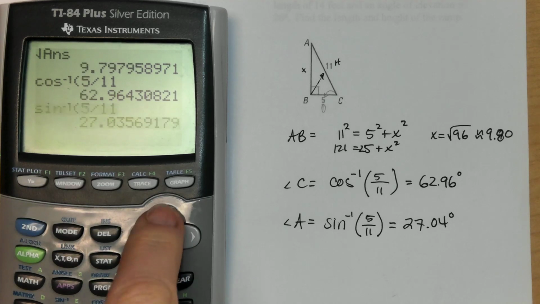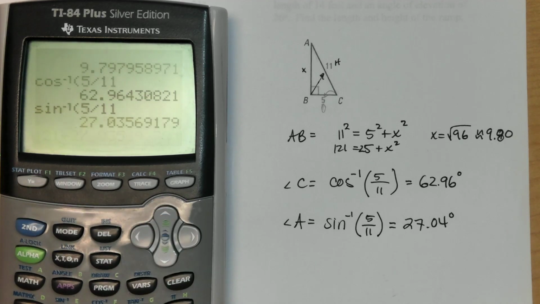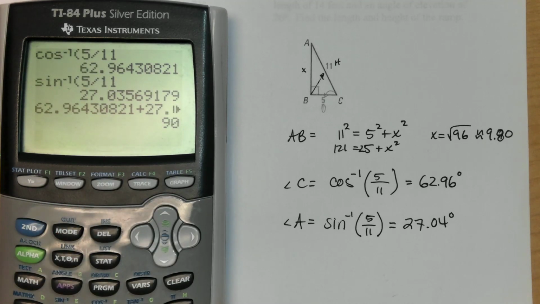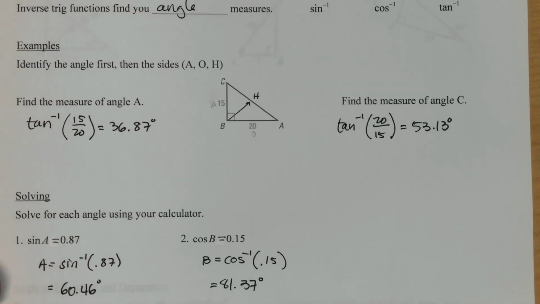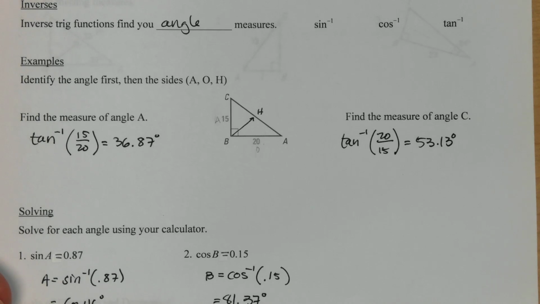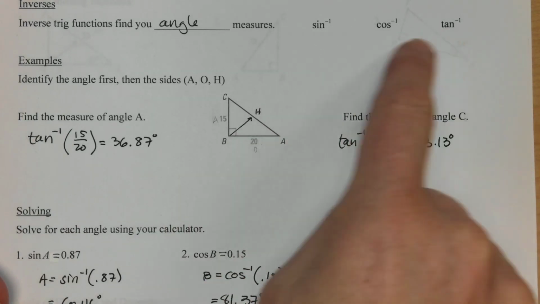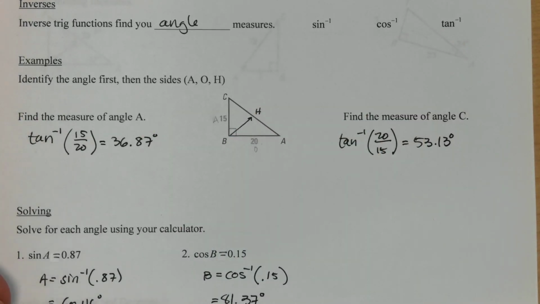And if I want to know if I'm right, I'm just going to add those two angles together, and I get 90 degrees. So this is kind of how you do inverse. This is how you solve for an angle measure if you're ever looking for one. Anytime you see the inverse of the trig functions, it means that you are solving for an angle.